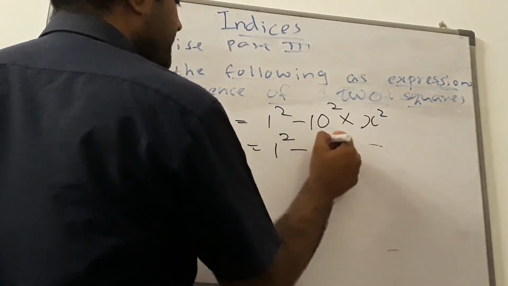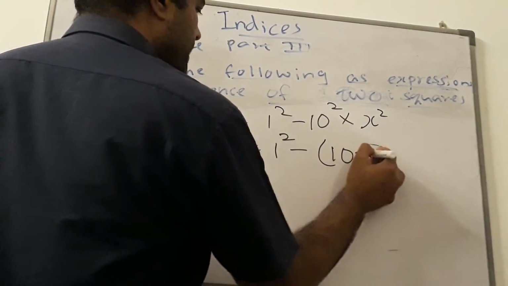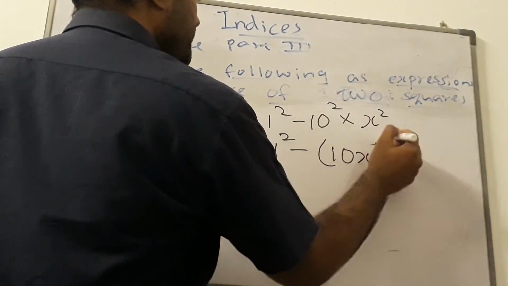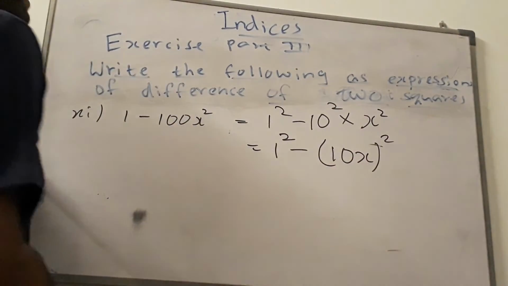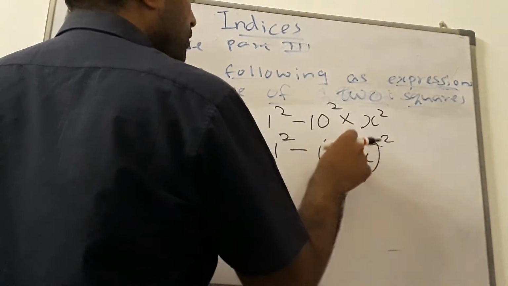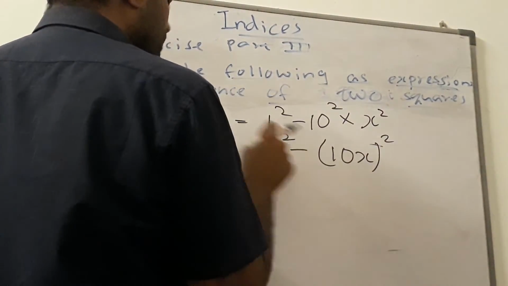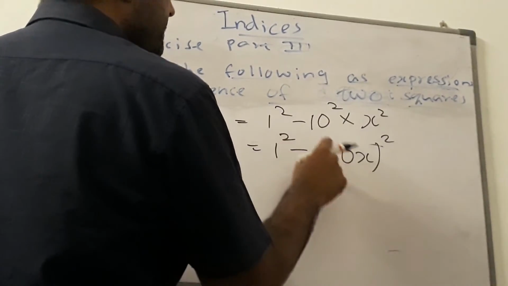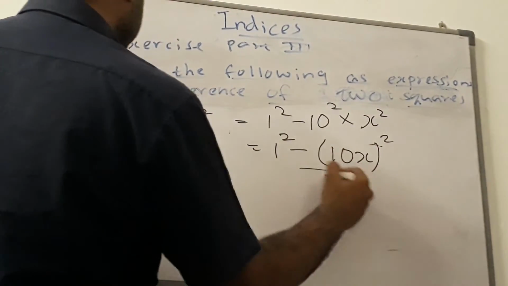10 times x is 10x. I keep it combined like that. The square term is outside, as the square is common to both 10 and x altogether. So this is equal to 1 squared minus 10x altogether squared.